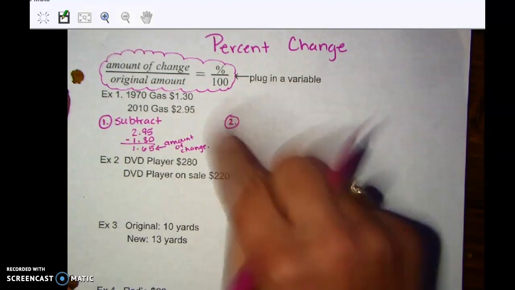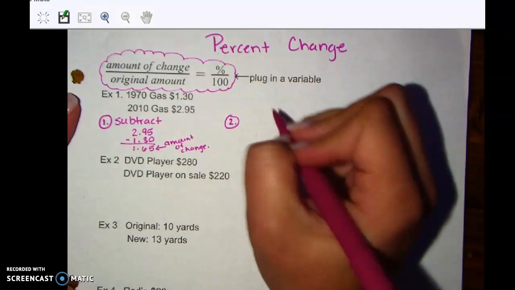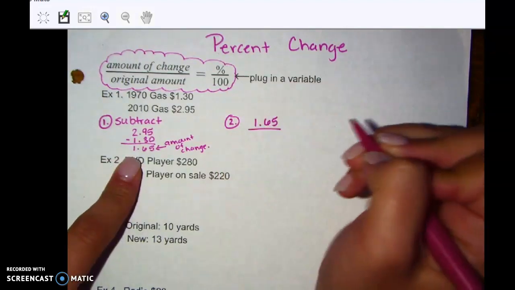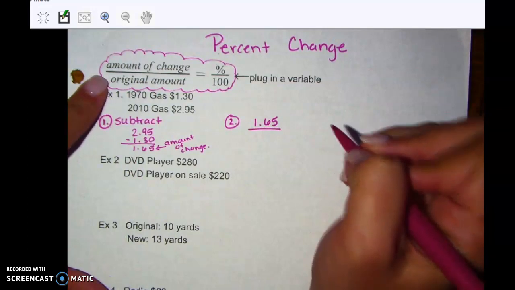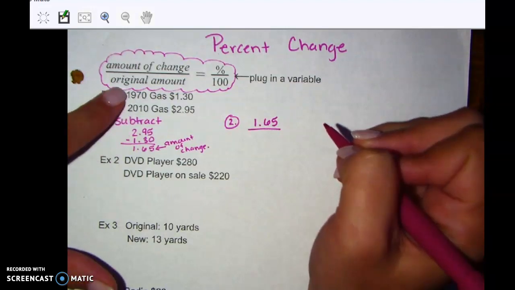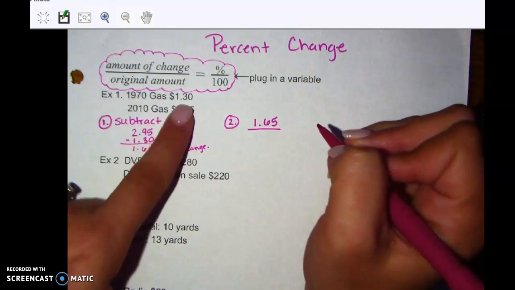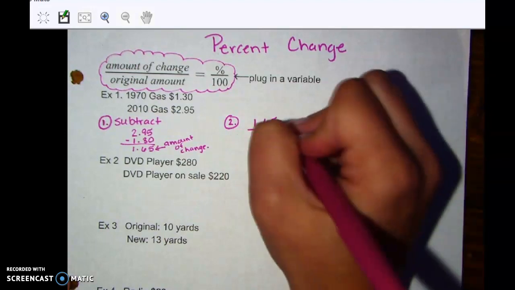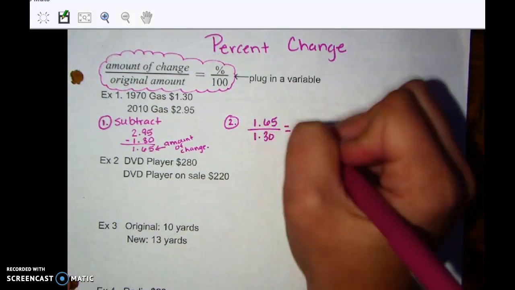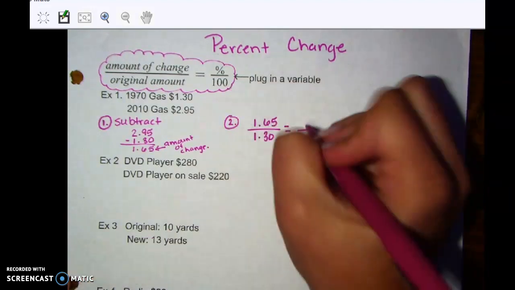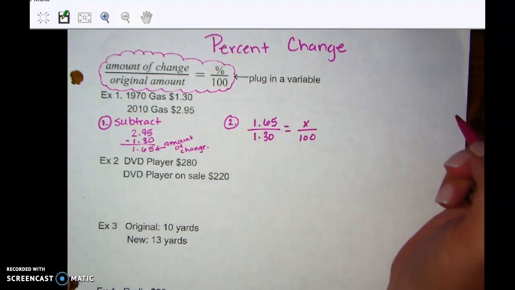Step 2, we plug it into our handy dandy little equation here. So the amount of change was $1.65 over the original amount. So when we're talking about the original amount, 1970 came before 2010, so that was the original number that we were given, $1.30. So our original amount will be $1.30. And then, like everything we've been doing in class lately, we set it equal to percent over 100. Well, we know we always put that percent there, but remember, we'll plug in a variable, and so for this, I'm just going to use x.